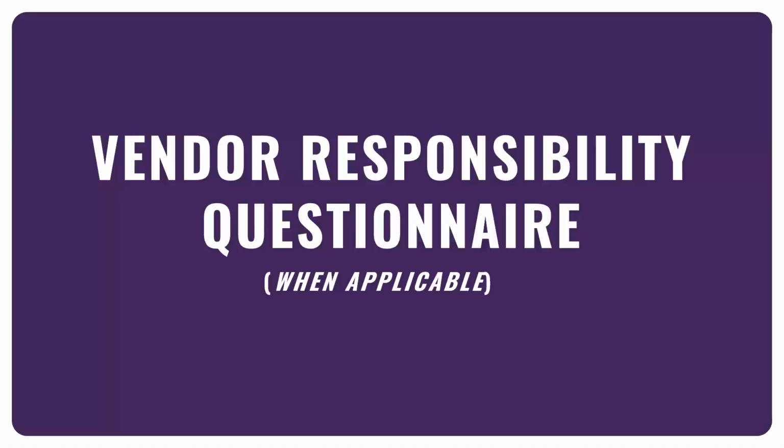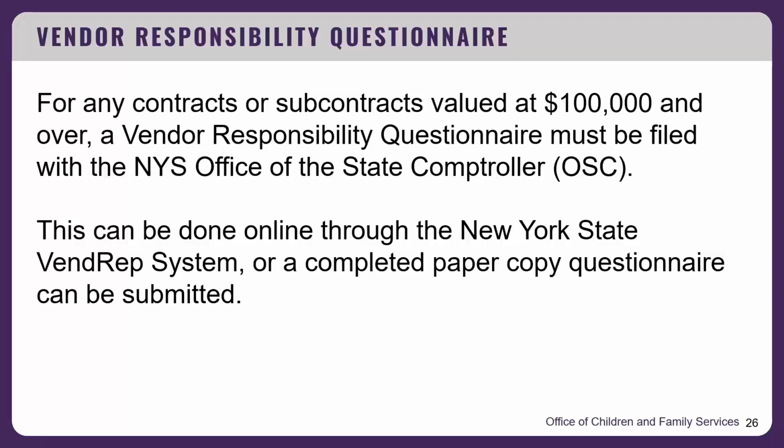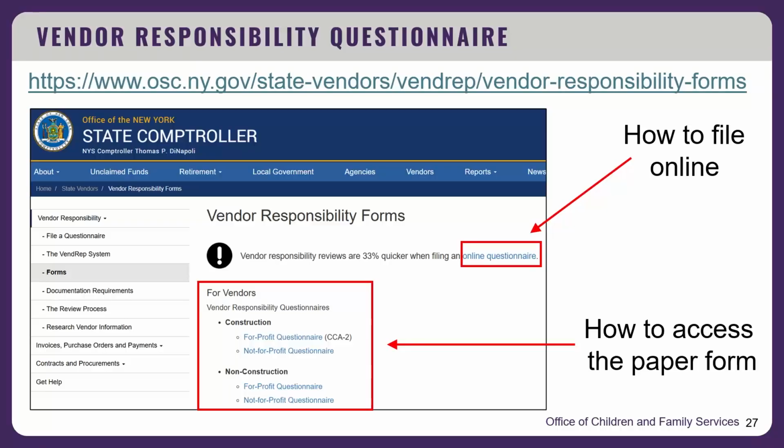The next pre-contracting step we will cover is the vendor responsibility questionnaire. This is required of all contracts or subcontracts valued at $100,000 and over. For any contracts or subcontracts valued at $100,000 and over, a vendor responsibility questionnaire must be filed with the New York State Office of the State Comptroller. This can be done online through the New York State VendRep system, or a completed paper copy questionnaire can be submitted with your contract. The vendor responsibility questionnaire should be certified every 6 months. Further information on filing either the online questionnaire or a paper version can be found at the link shown here.